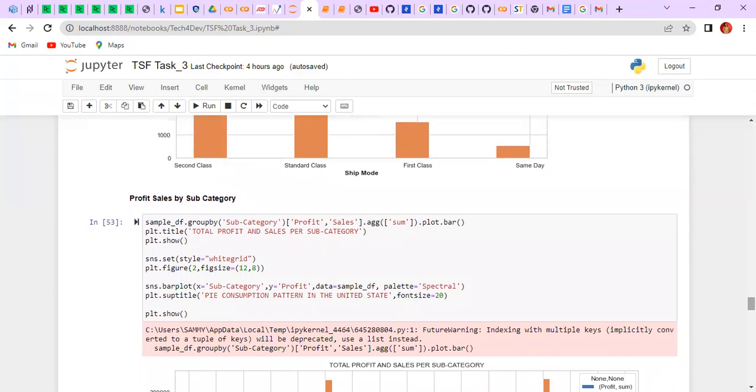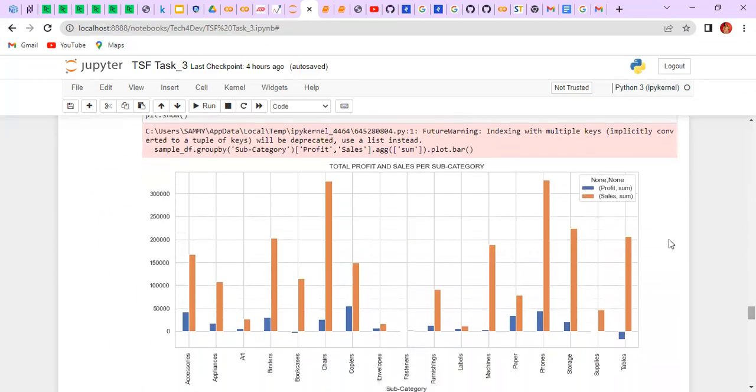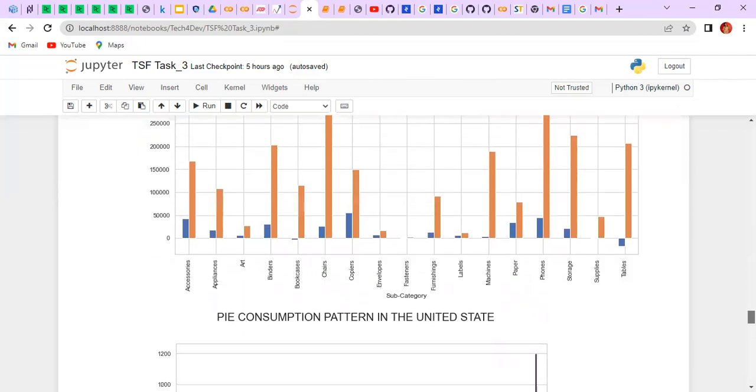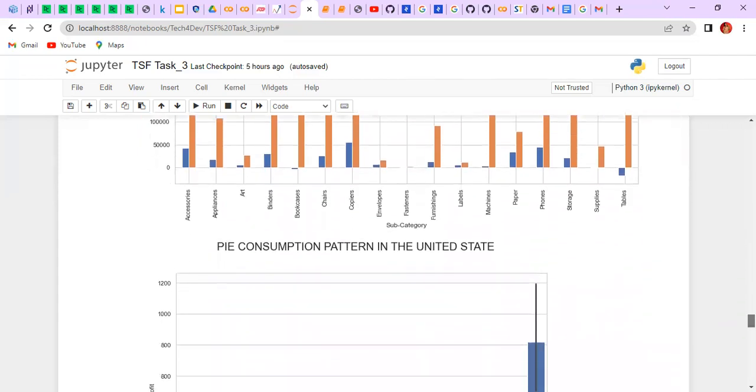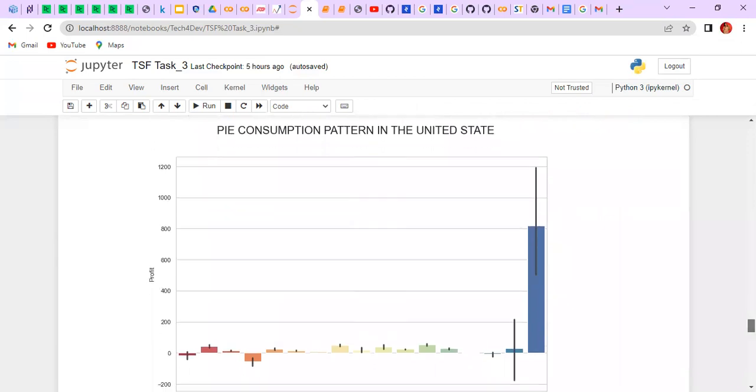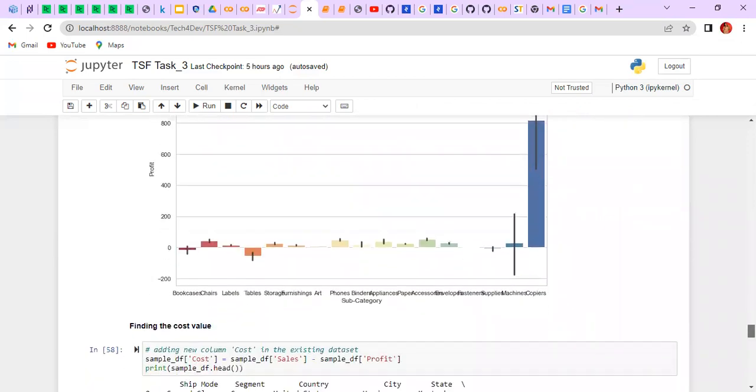And then profit and sales by subcategory. I have blue for the profit and then orange for the sales. Looking at it, you could tell that the phones actually had the highest number of sales, and then the copiers actually had the highest profits. So there's the highest number of sales for phones, then followed by chairs. From the visualization, this is what you could see. And then the pie chart of consumption, this is the pattern in the United States.